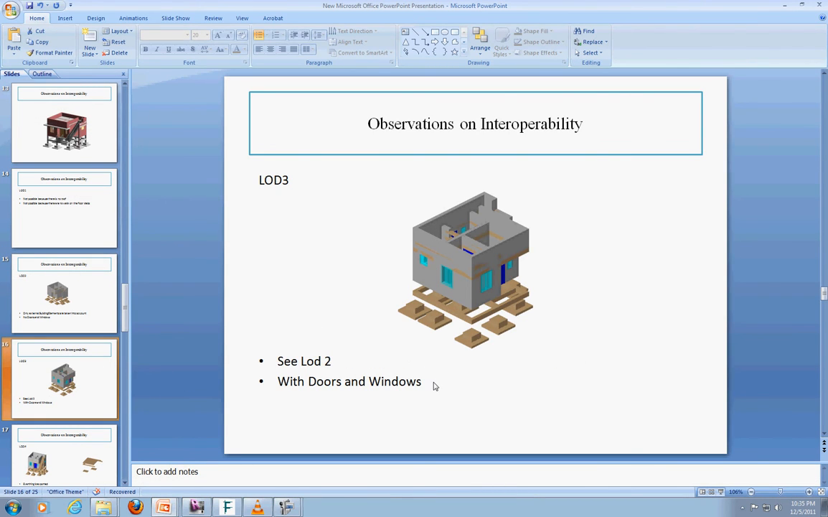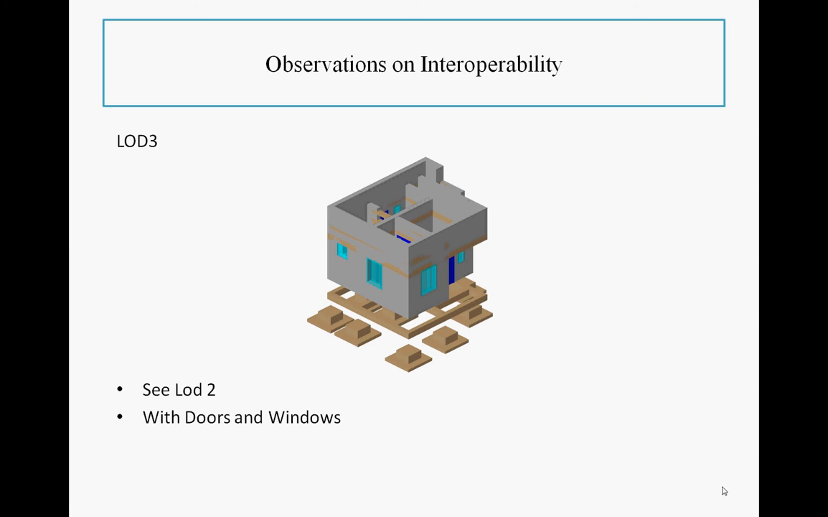At LOD3, we get the same level of detail as LOD2. At LOD3 it is the same as LOD2 but with doors and windows, the same LOD2 level of detail but with added doors and windows properties.